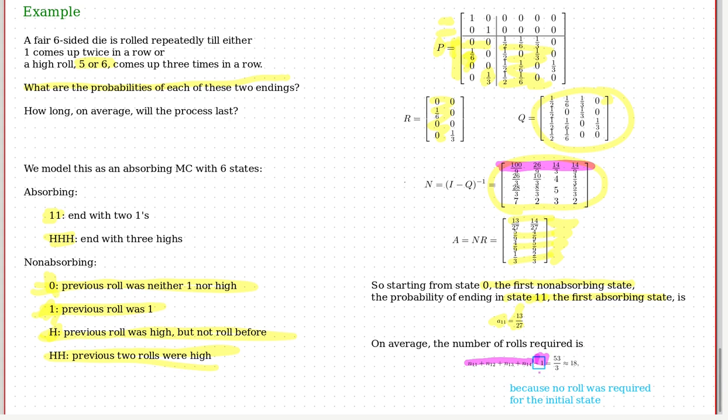So it looks like the total number of rolls, if you add up the numbers in that first row, comes out to be 53/8, so that's about 18, right? So it seems that you're going to have to roll the die about 18 times on average before this process stops.